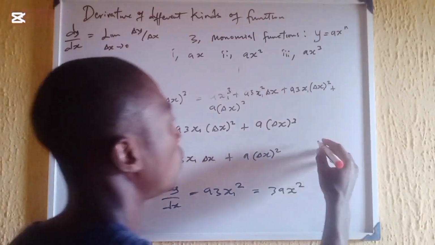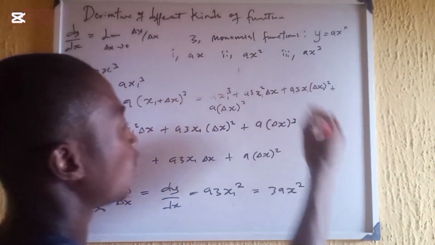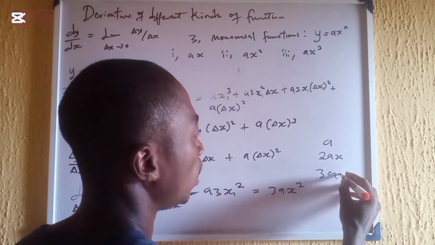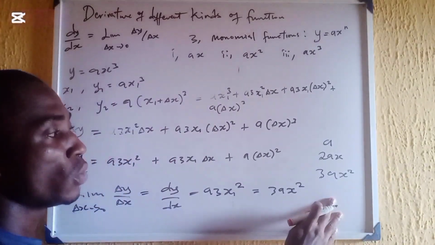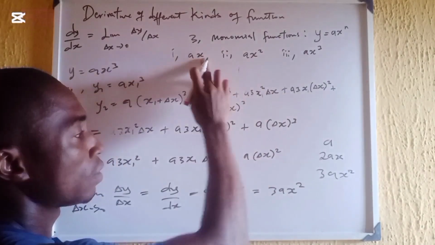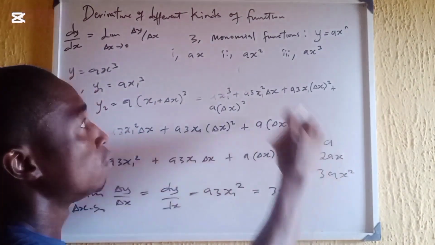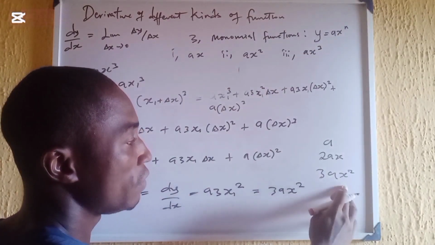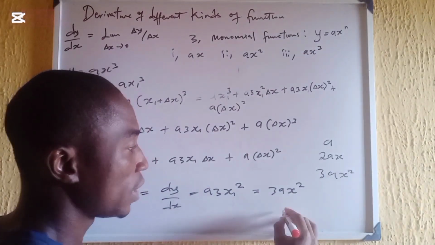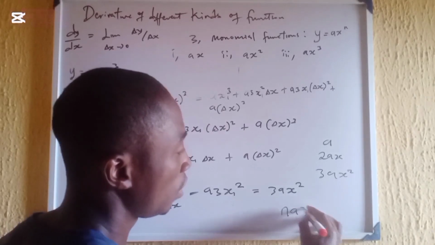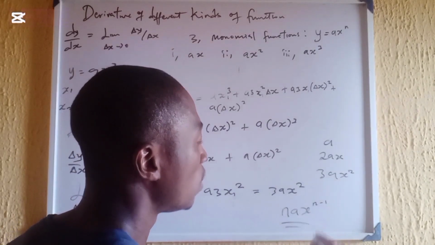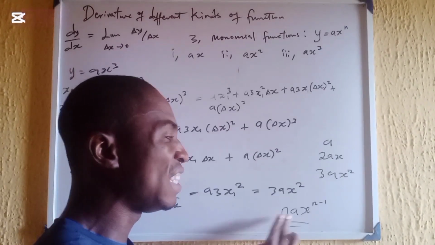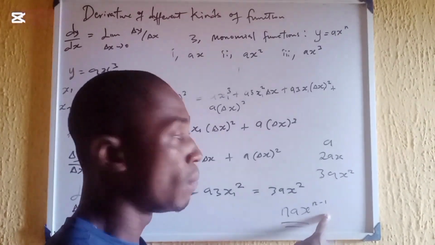So for the first one, we had a. For the second one, we had 2ax. And for the third one, we had 3ax squared. So you can see when we had x here, then the derivative is a. When we had 2 here, the derivative is 2ax. When we had 3 here, the derivative is 3ax squared. That gives us the pattern n a x to the power n minus 1. So for every monomial function, the derivative is n a x to the power n minus 1.